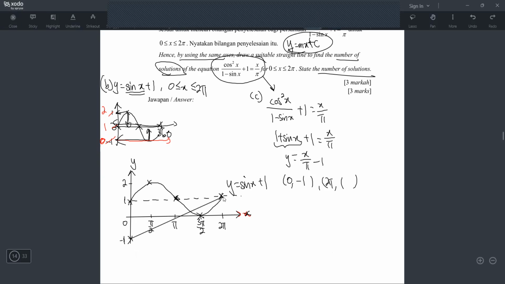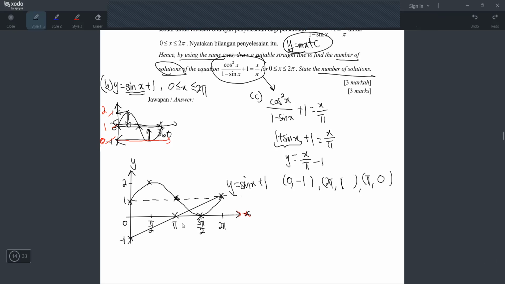Or maybe some students, if you want to be safer, you can find one more point. You find one more point, then it's even better, right? Because if you have 3 points, it's much safer. So if you find one more point, you can maybe use pi. So pi divided by pi is 1, 1 minus 1 is 0. So you have 3 points now. This point, this point, this point, right? And definitely when you put the ruler there, it will touch all these 3 points. It will definitely form a straight line. So finding 3 points is the safest method, right?